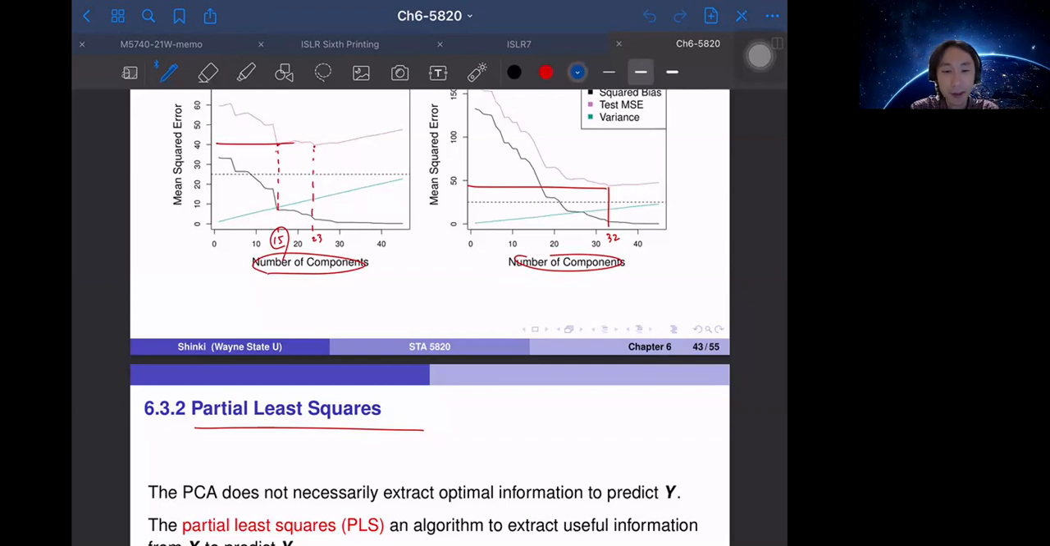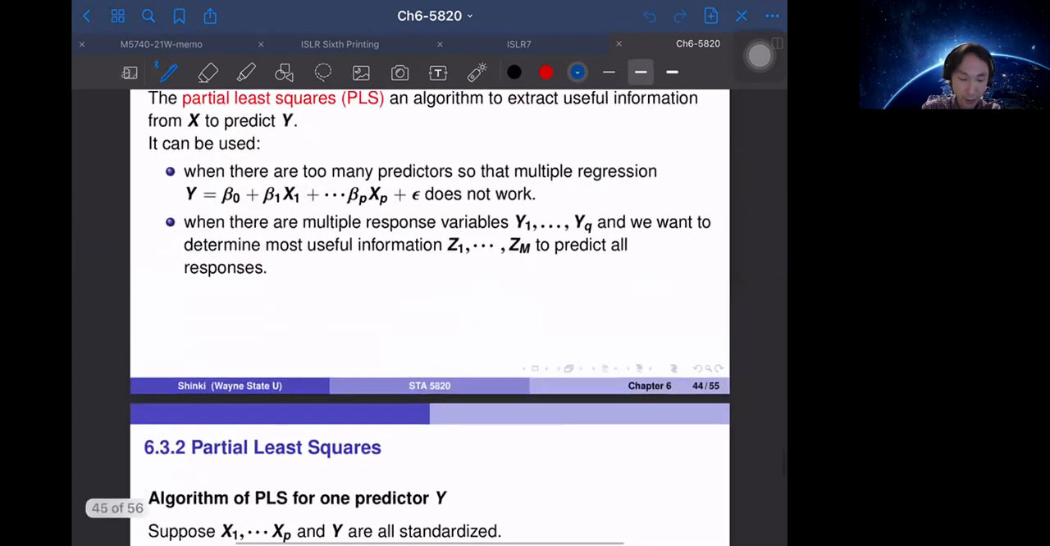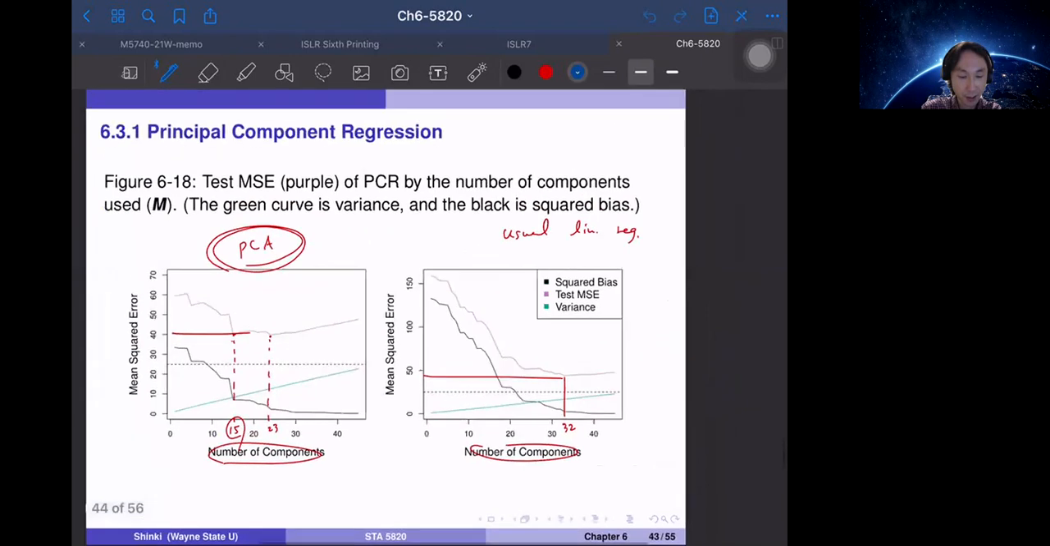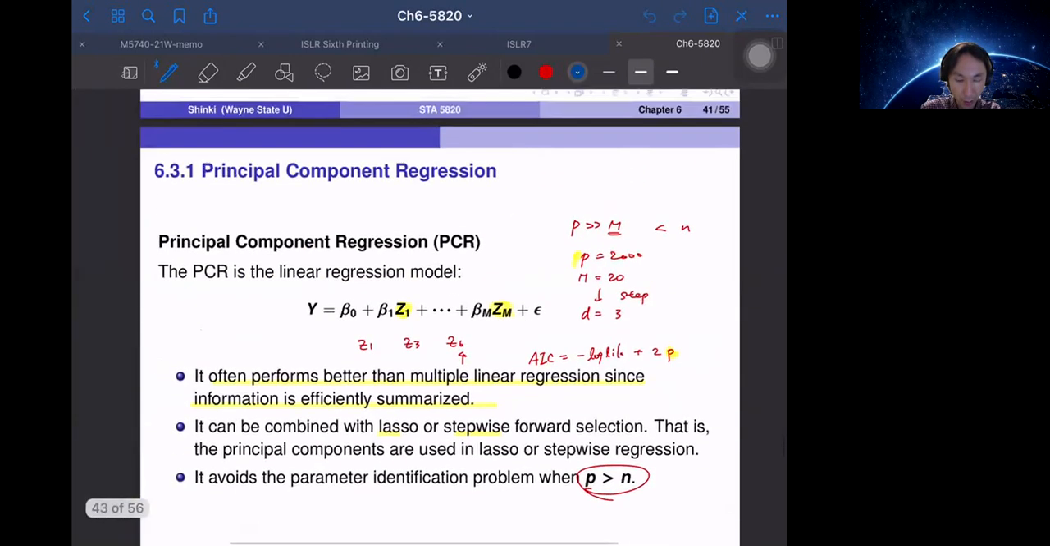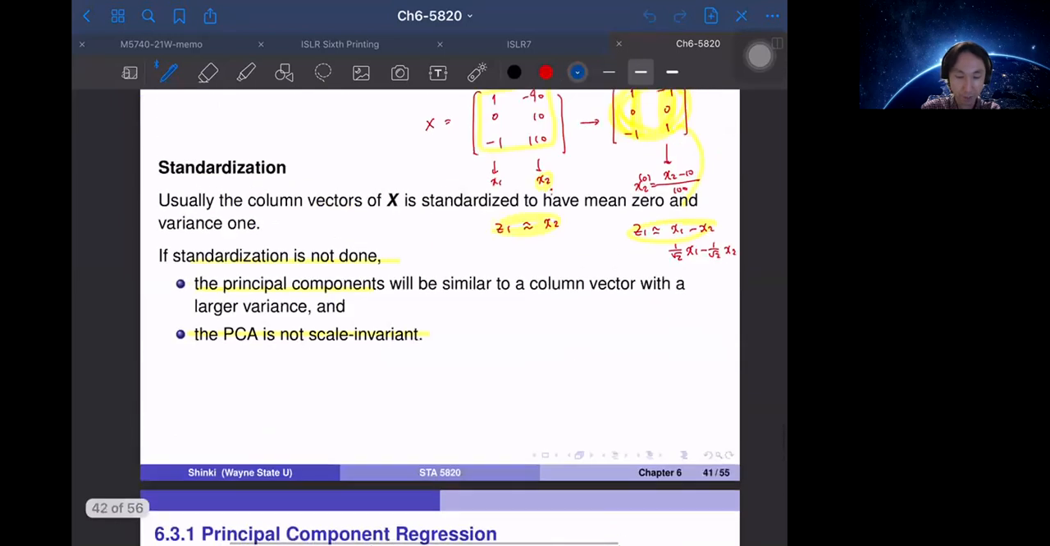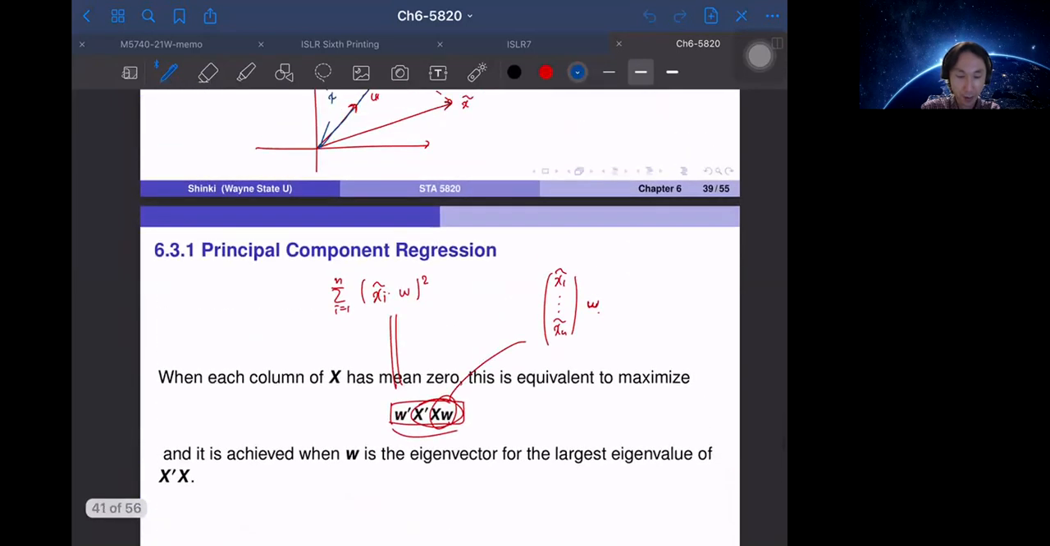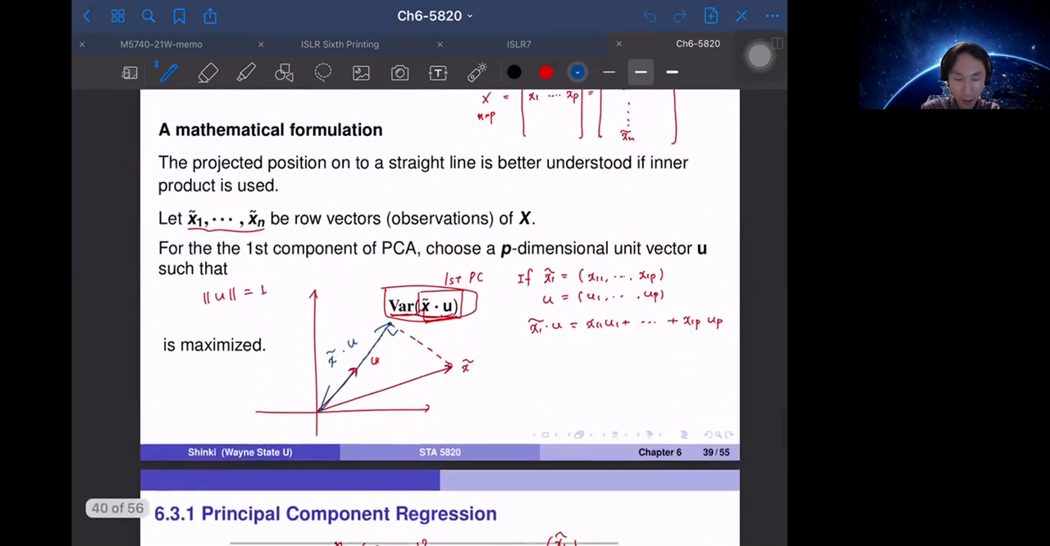And the third method is the dimension reduction method. We summarize the predictors into a fewer number of predictors. So not choose, but summarize. Then we only use the summarized information for prediction. So that is the third method, and we are studying the third method. Last time we studied the principal component regression, and this time we use the partial least squares regression.